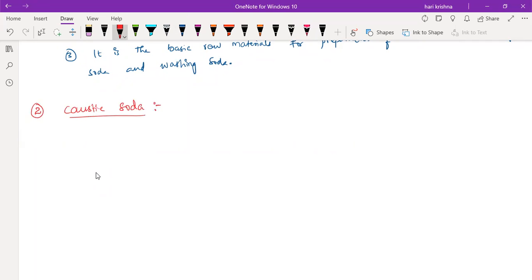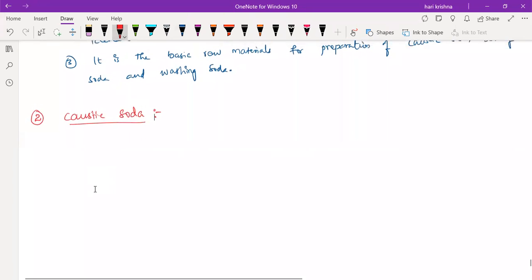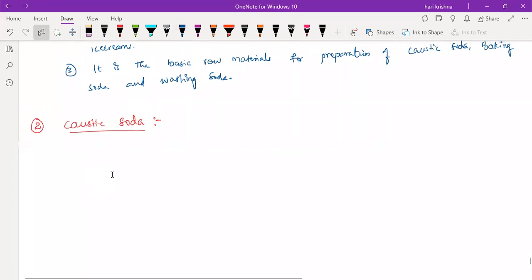So where will we be using this caustic soda? Caustic soda will be used in degreasing of metals or preparation of artificial fibers. You know the rayon, right? In the preparation of rayon, we also use caustic soda, or as a laboratory reagent, or in the preparation of soaps and detergents. Generally, whatever soaps you're using are prepared with the help of potassium hydroxide or sodium hydroxide, and detergent bars are also prepared this way. So we'll study individually one by one. First, caustic soda is nothing but sodium hydroxide.